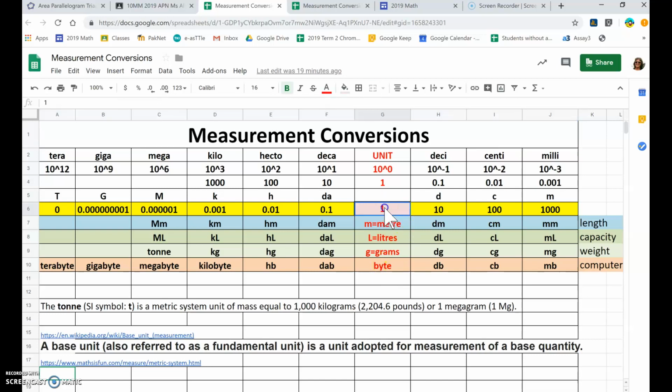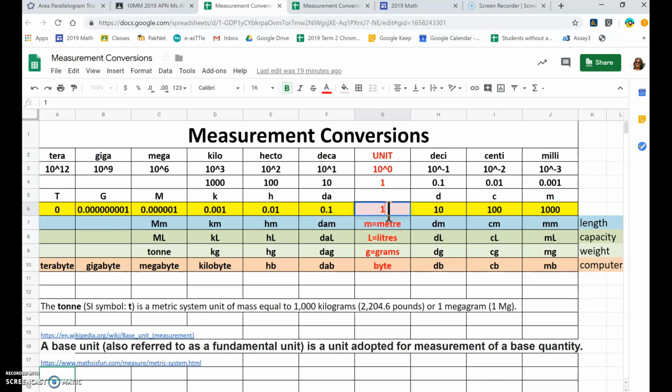Now, if I have a deca, that's going to be 10 lots. Hecto's 100 lots. Kilo is 1,000 lots. And so it goes up. You can see by the power of 10. And deci's a tenth, centis 100, and millis 1,000. So what does this mean?